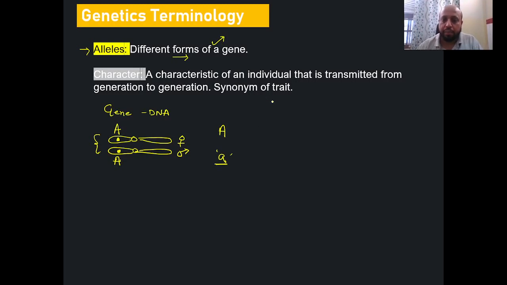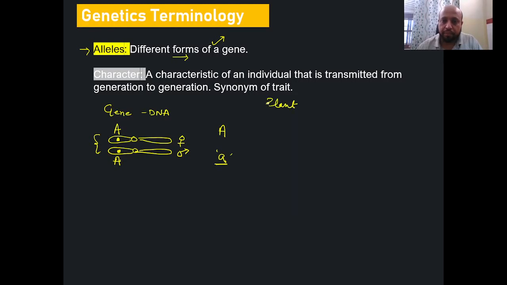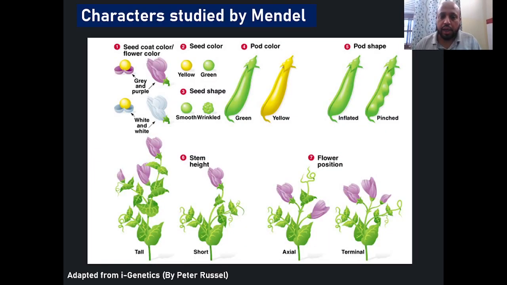Let's take an example. Let's say there is a plant which is tall and we define its genotype with the letters capital T and capital T. Another plant is short in length and we denote its genotype with small t and small t. We are also trying to understand what a genotype is and what a phenotype is. The phenotype is basically the physical appearance of a plant.